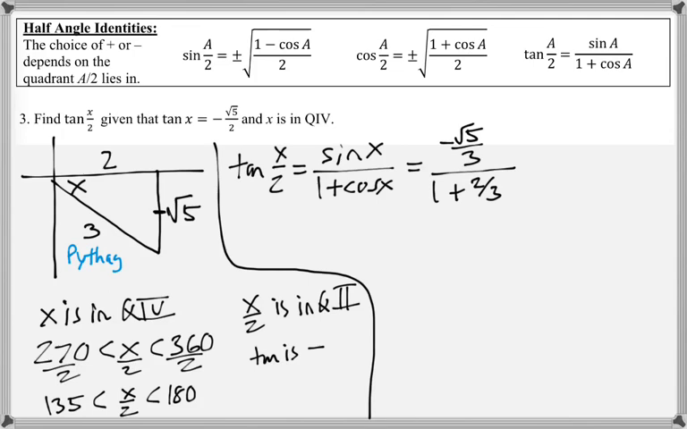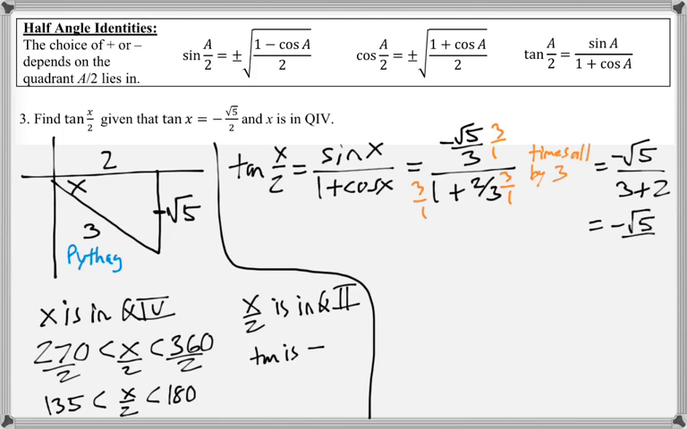So this is fractions inside of fractions, which means if you multiply them all by the LCD, which is 3, then we're going to get negative square root of 5 over 3 plus 2, which is negative square root of 5 over 5.